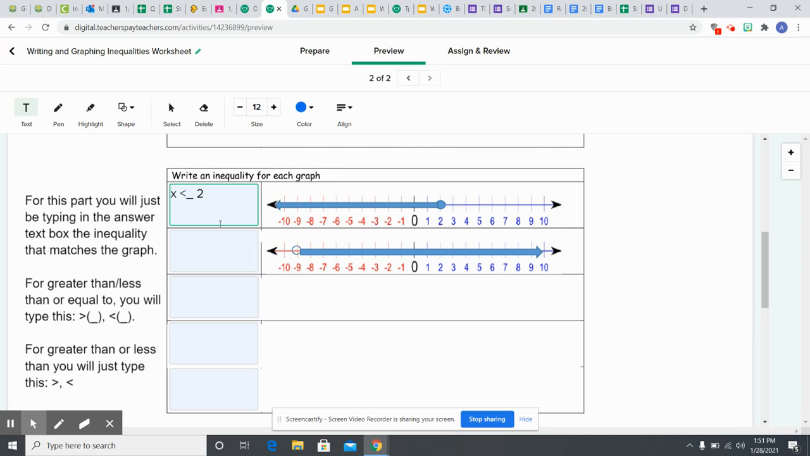Since I have that shaded circle, that means I'll have my line, and that's less than because my arrow's going to the left. And then 2 because it's on the 2. And X because that X represents all numbers less than 2, or it can represent 2 also. It can be 2 or less.